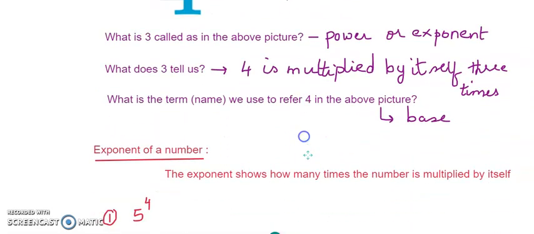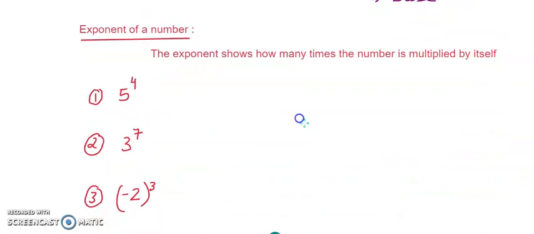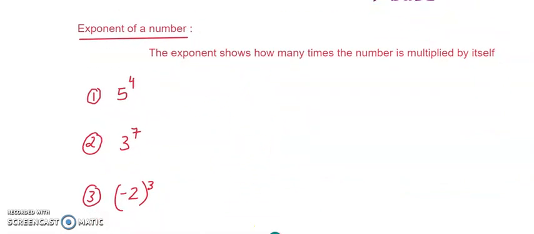Okay. Now an exponent of a number, let's look at the definition. The exponent of a number shows how many times the number is to be multiplied by itself. The exponent tells us how many times the base should be multiplied. So let's take very quick examples. 5 to the power 4. That means the 4 is telling us that the base 5 has to be multiplied how many times? 4. So I should write 5 times 5 times 5 times 5. Let's count: 1, 2, 3, 4. Yes, 4.